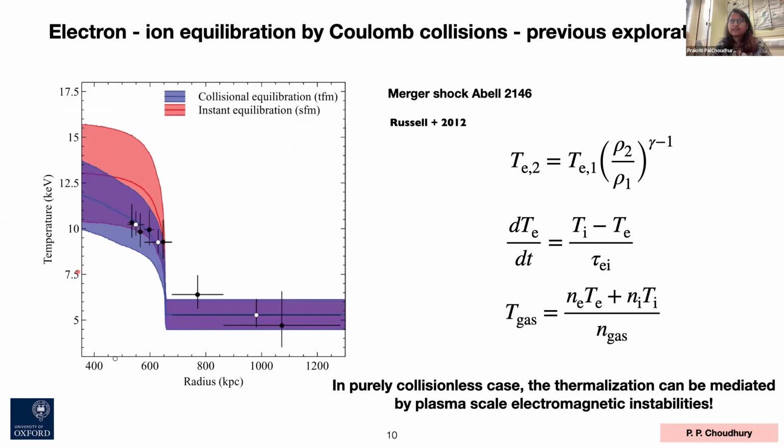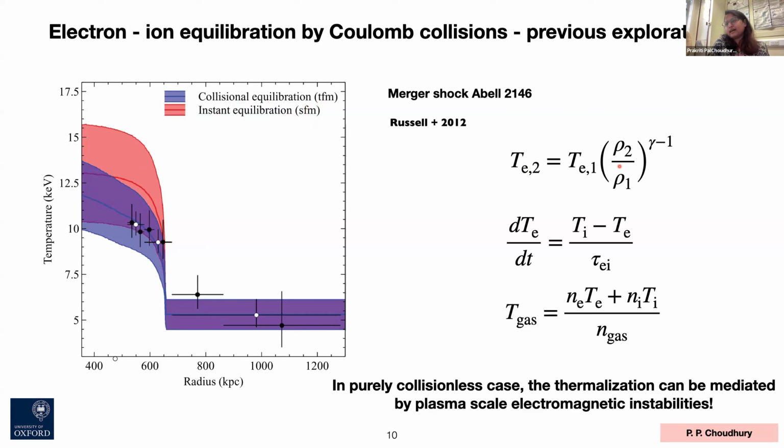In the cluster case, there has been some work. For example, this is a Mach shock. As you can see, this is quite far away from the virial radius. This is almost halfway inside. There are two models that are tested in this work. One is where instantaneous equilibration happens for electrons, the thing I just explained. And the other one is the collisional equilibration model.